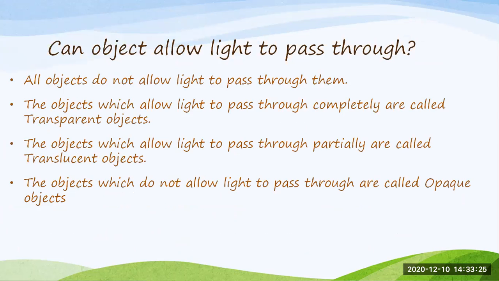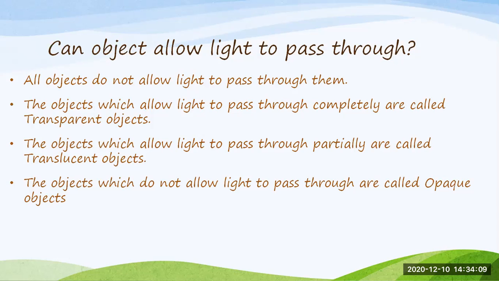And can all objects allow light to pass through them? Not all objects allow all light to pass through. And the objects which allow all light to pass through, but they only reflect some light. So we'll get into this reflection later. But now let's see the three types of objects. So the three types of objects classified according to whether they allow light to pass through them or not are transparent objects, translucent objects, and opaque objects.